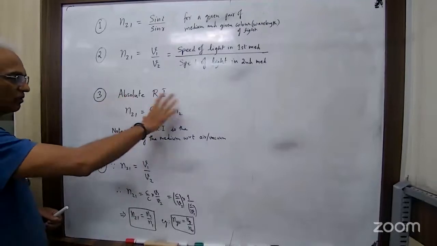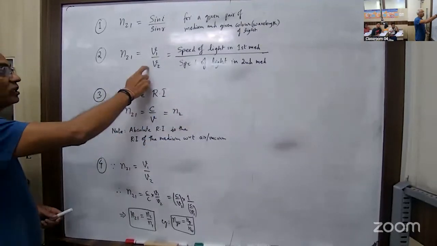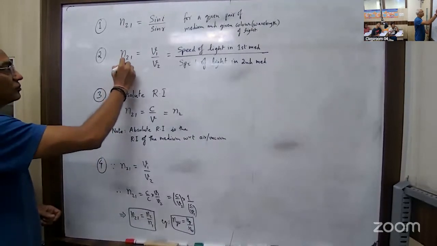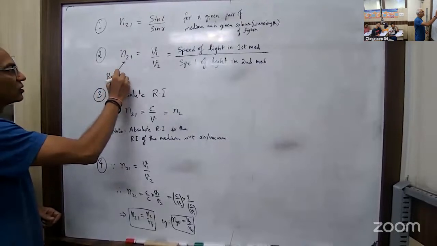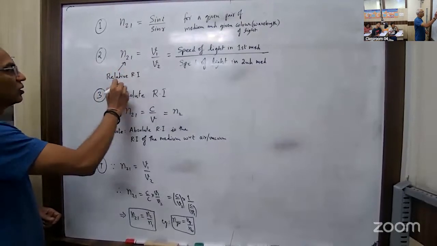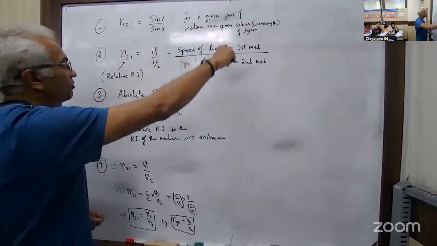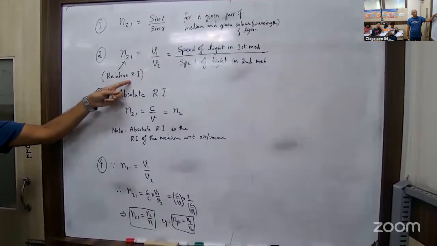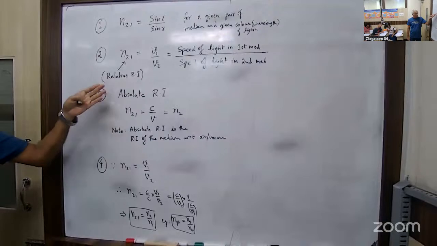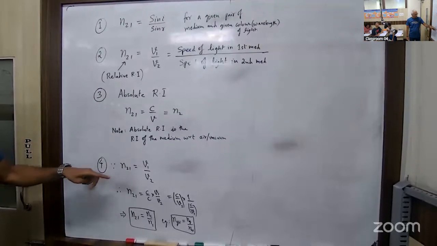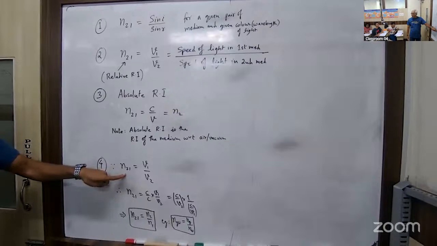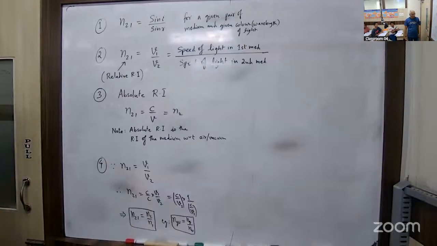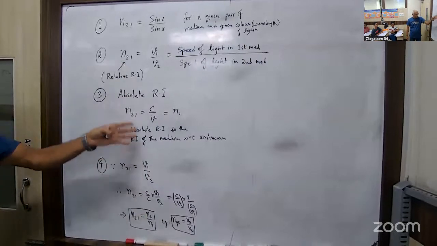Having understood this, how do we relate? This is now called relative refractive index, between this pair of media. But when the first medium of the pair is air, then we don't mention it. So now we are deriving a relation between relative refractive index and absolute refractive index. That's what we have done, using the previous definitions.